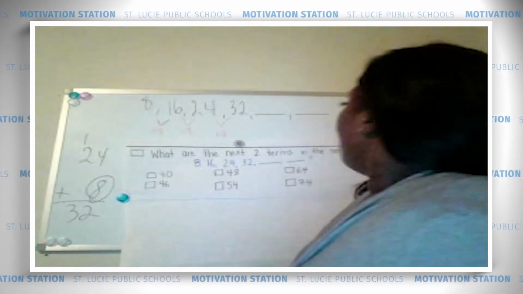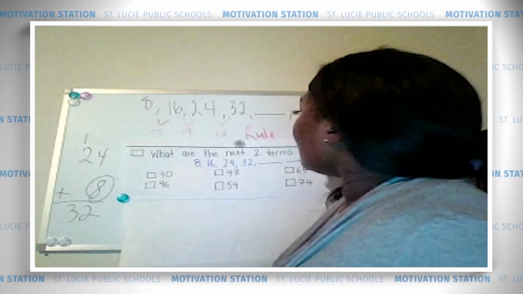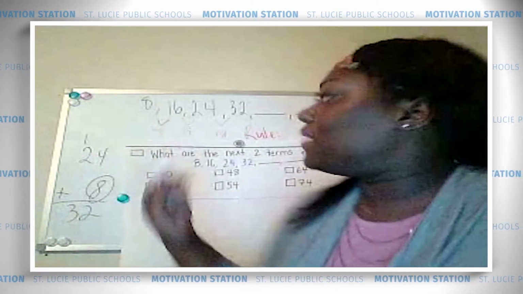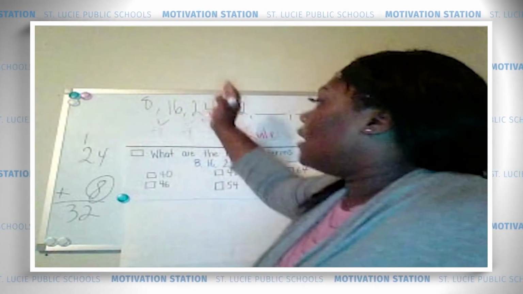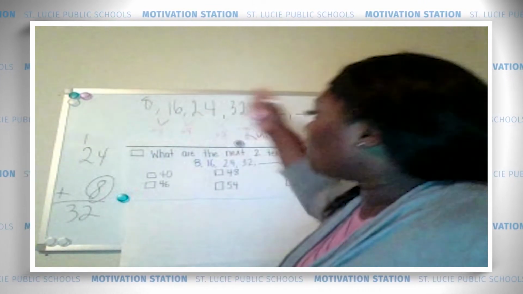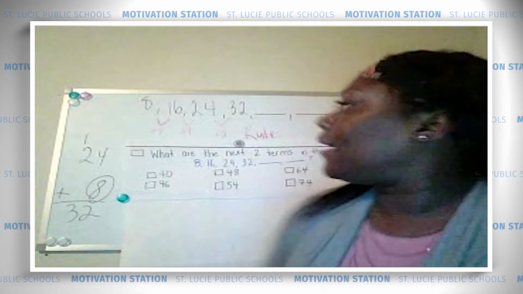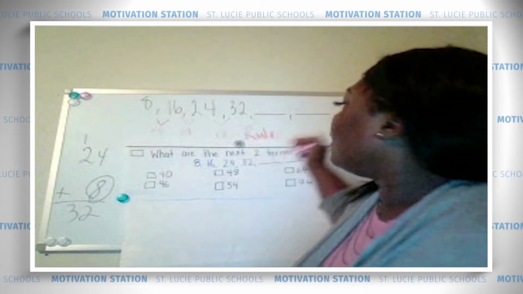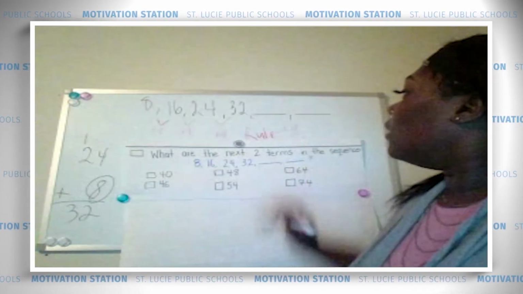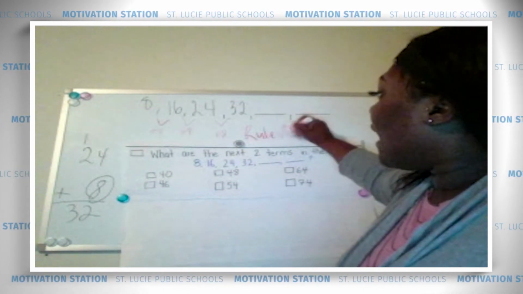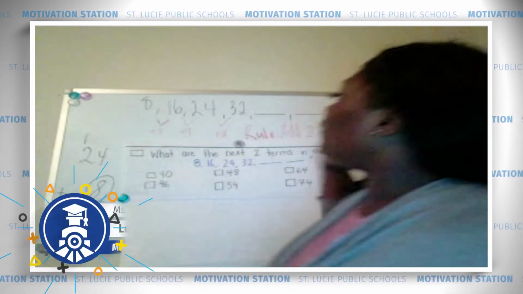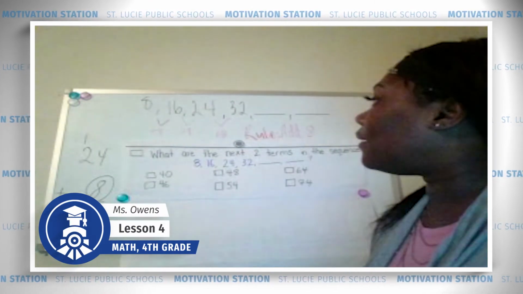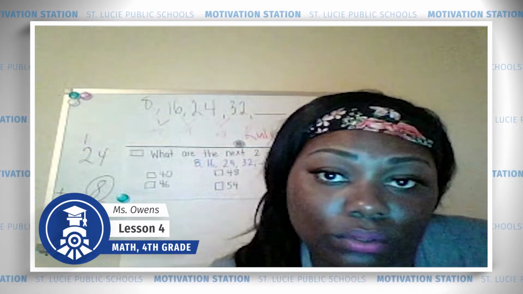Now at this point, I want to go ahead and write my rule. What is the rule that I must follow from one term to the next? From term 1 to term 2, to get from 8 to 16, to get from 16 to 24, to get from 24 to 32. What is that rule that I'm following? Hint: it is +8, or I can write it as add 8, right? So in order for me to get from 32 to the next number, I'm going to follow the rule. I'm going to add 8.